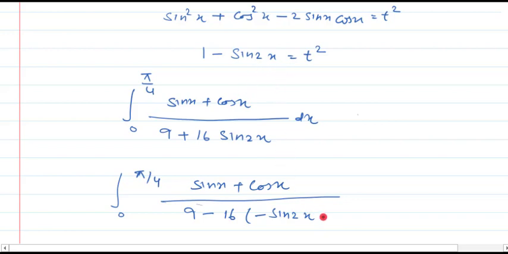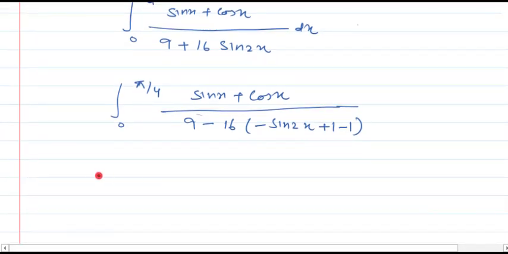Now adding 1 and subtracting 1. Why is this so? Because we need plus 1 over here with this. So think about how we can make the changes in the function so that we can find its integration, and these methods you have already studied in your previous chapter. So the limit is 0 to pi by 4.